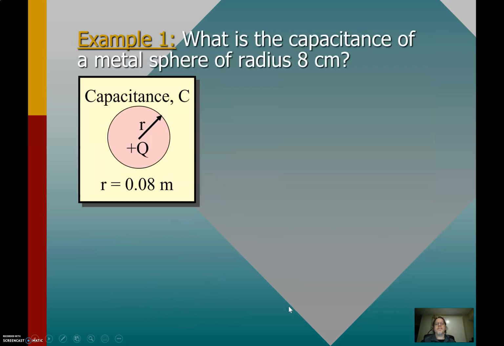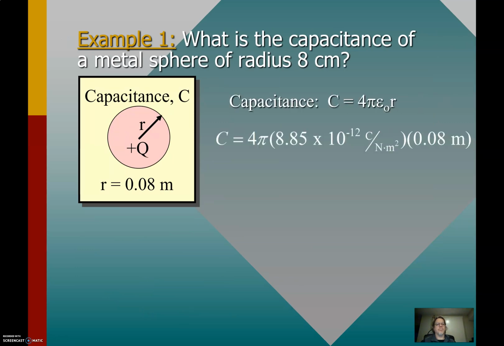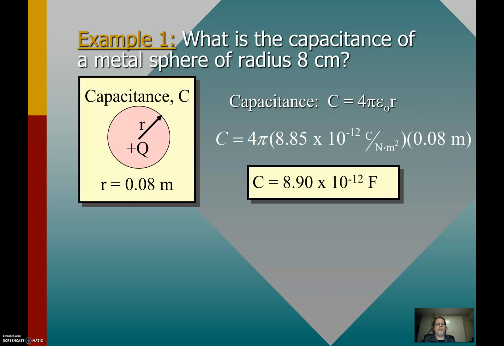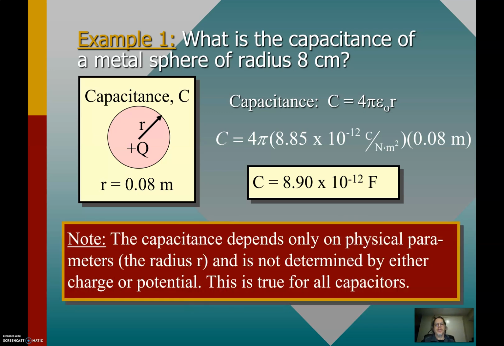So what is the capacitance of a metal sphere with a radius of 8 centimeters? Make sure you make that 0.08, and you just plug and chug it in right there, and bam, there you are. 8.9 times 10 to the -12 farads, which is 8.9 picofarads of capacitance. May not seem like a lot, but you can't store a lot of charge per volt on a round sphere of that size.